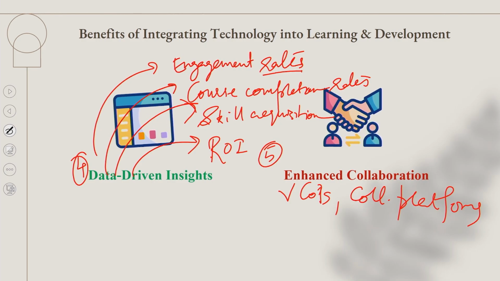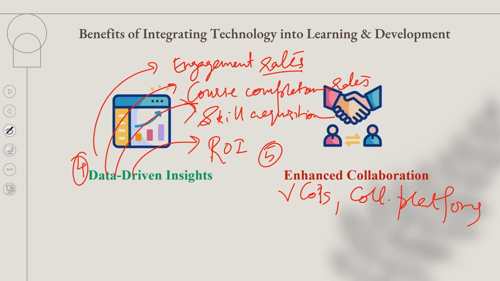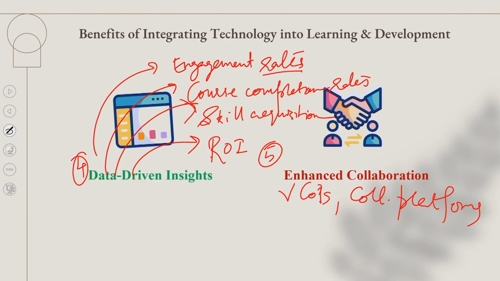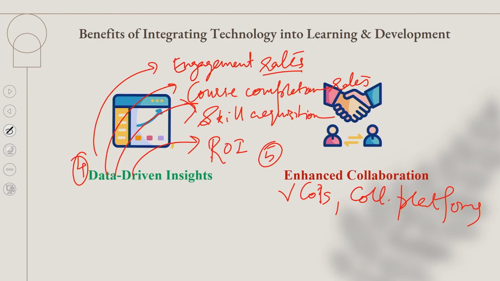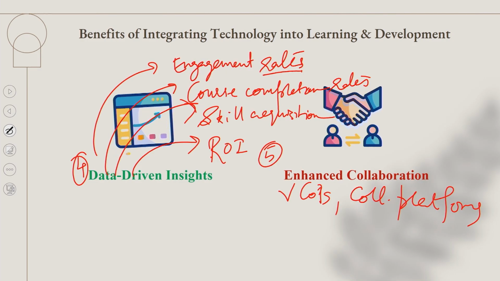So let's take an example to understand this. A product design team, let's say, uses Slack to collaborate on a learning module about, let's say, customer-centric innovation, exchanging resources in real time. It can be a critical case of enhanced collaboration.